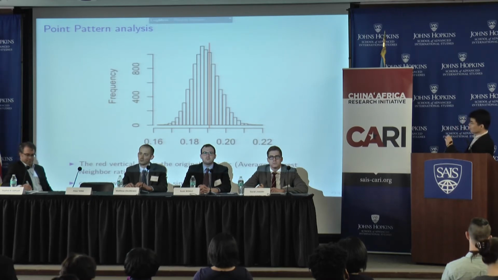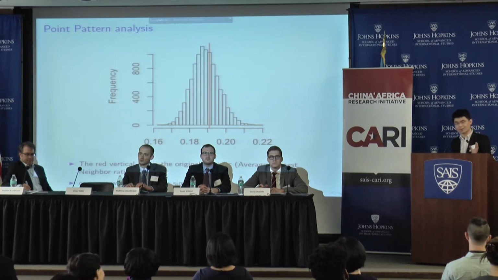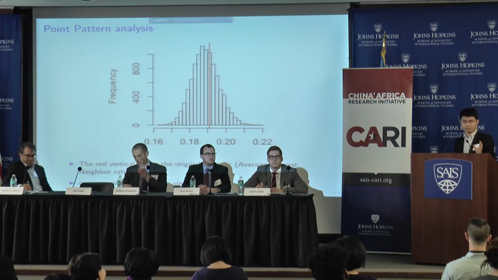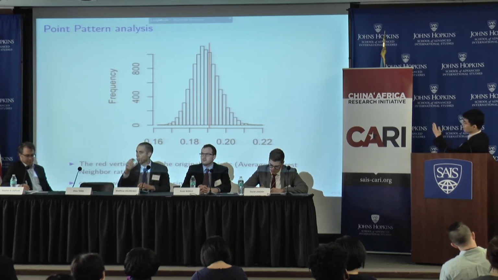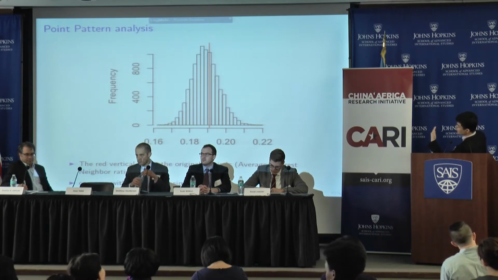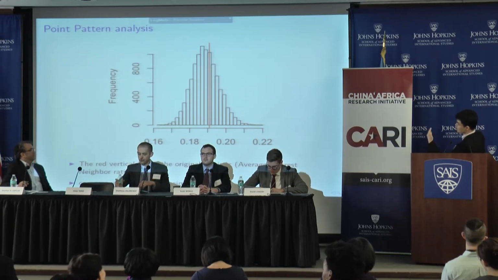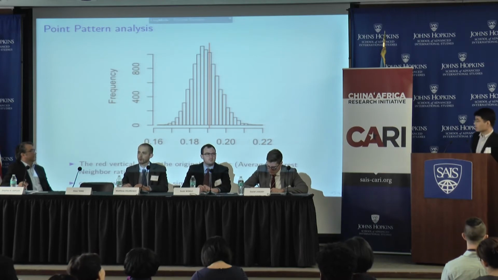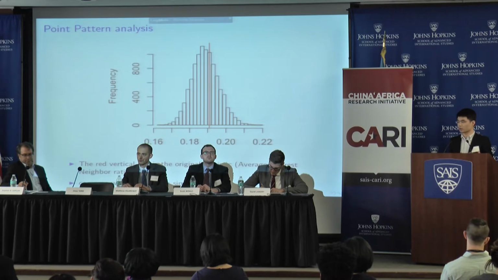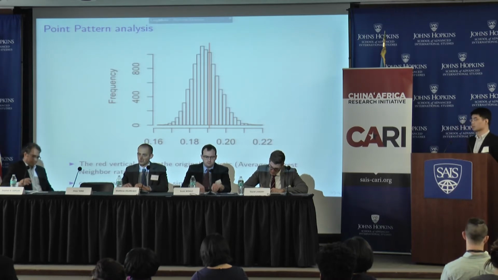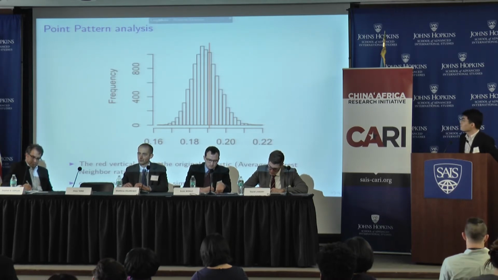So what does it mean? It means that we cannot reject the null hypothesis that the correlation between the point pattern of aid and the point pattern of resources is close to random. In the Nanjing example, we should expect the red line at the far left side of the graph rather than at the middle. So this simple point pattern analysis says that maybe there's not a very close relationship between the distribution of Chinese aid and the mineral resources.